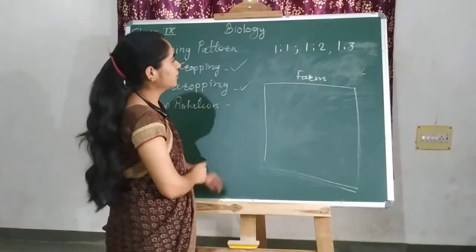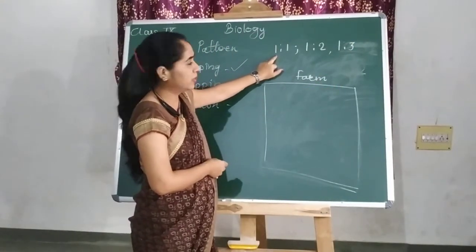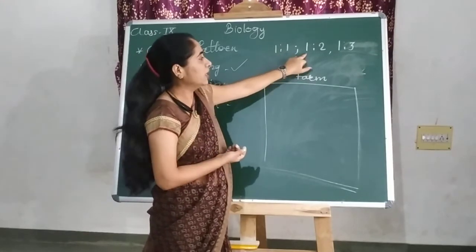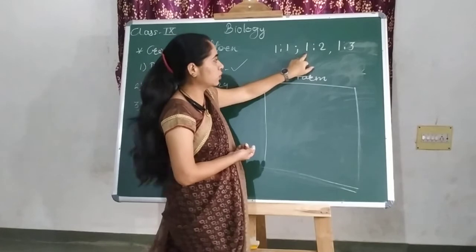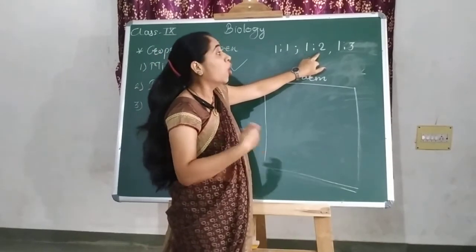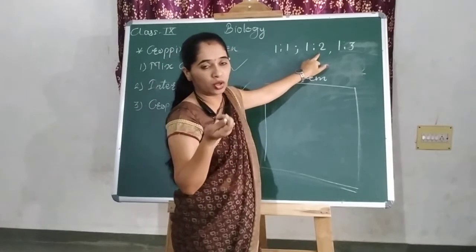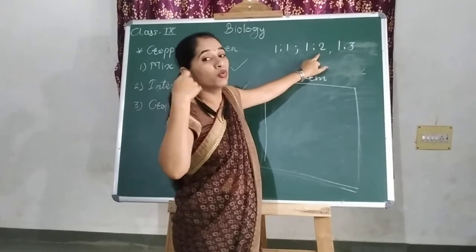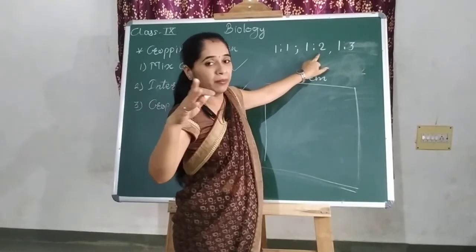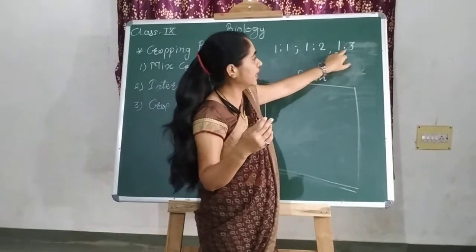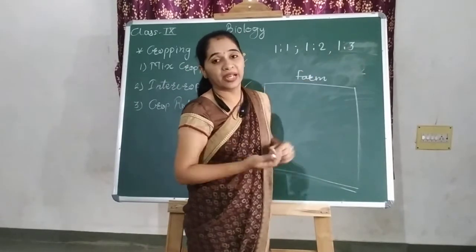It means one row of the main crop, then one row of the secondary crop, or one main crop row and 1 or 2 rows of the secondary crop. Or if your main crop has a high canopy or takes more time, and its maturation period is more, then you can take 1 row of the main crop and alternate 3 rows of the secondary crop.